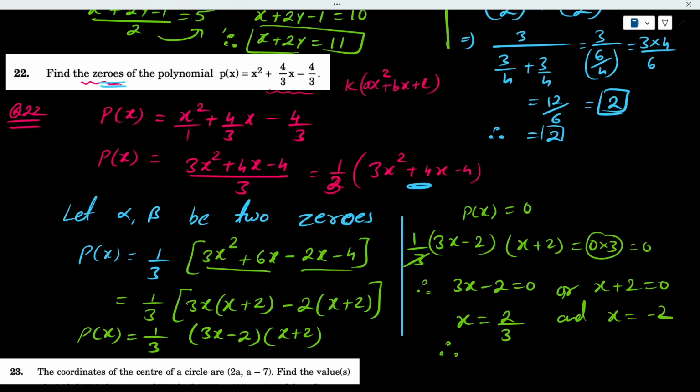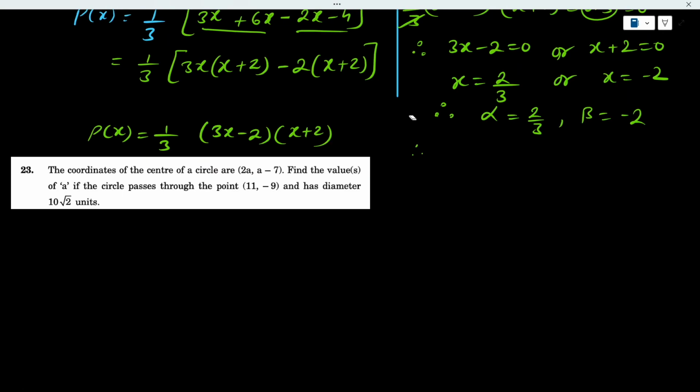So therefore, you can take the zeros as alpha, because I have taken alpha and beta. Otherwise, you can write this. This won't be 'or', okay? You need to write that the two zeros are, and when you're writing this, you will use the word 'or'. Alpha equals 2 by 3. Your beta, because that's the other zero, can be written as minus 2. So therefore, what are the zeros in this question? You can write in words also: zeros are 2 by 3 and minus 2, right?